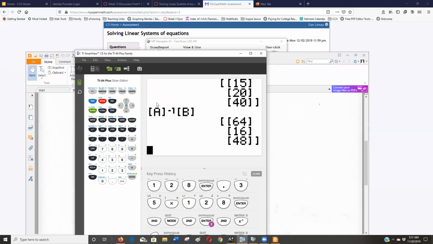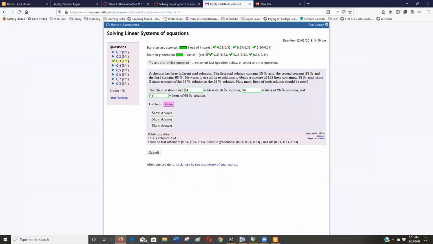I did the inverse of the coefficient matrix times the constant matrix, and I got those values. So that tells me 64 liters of the 15%, 16 liters of the 25%, and 48 liters of the 65% is what it takes. So it's certainly a lot less work than doing this by hand. I would encourage you to try that if you need more help.